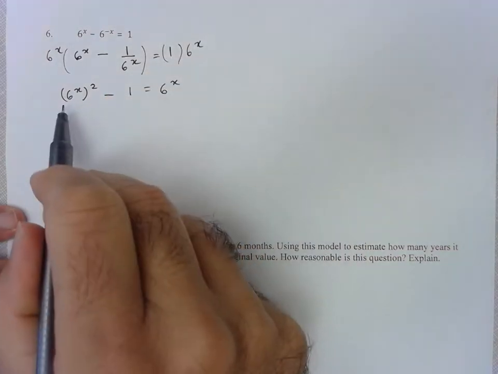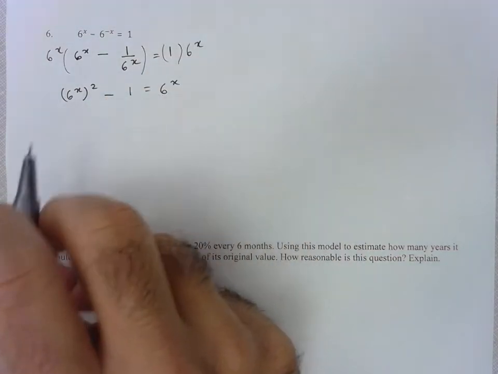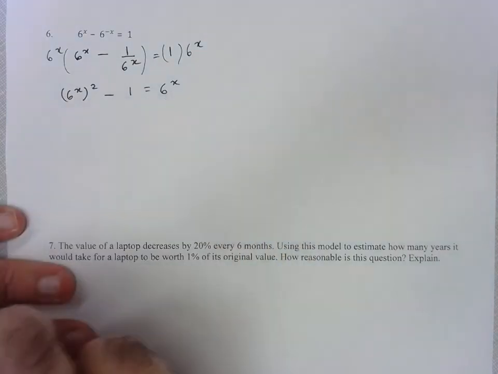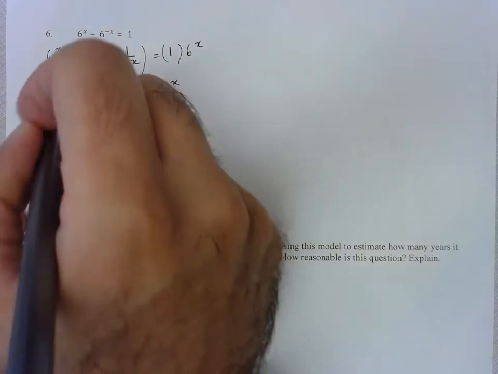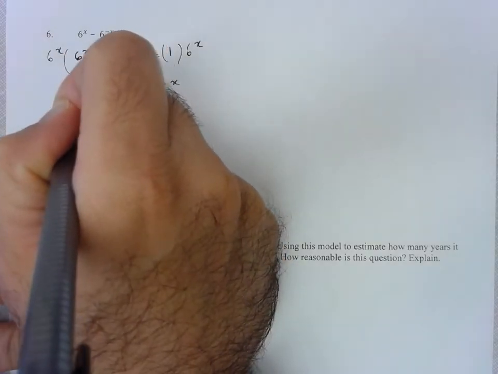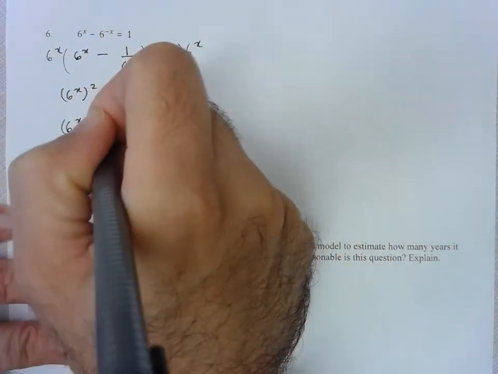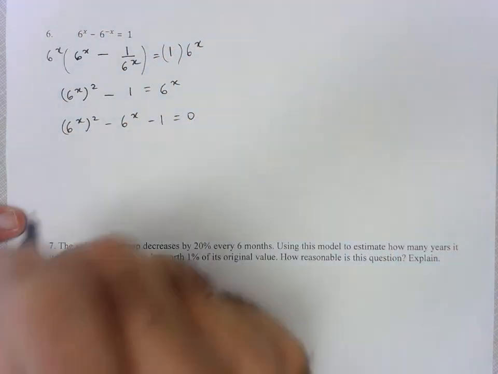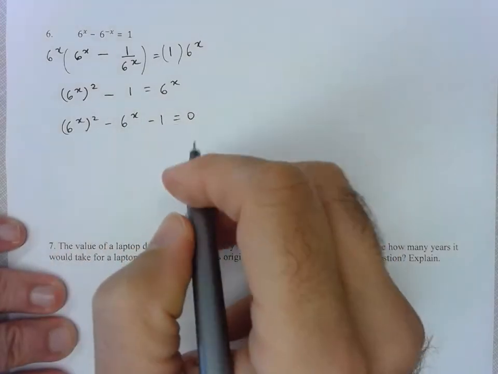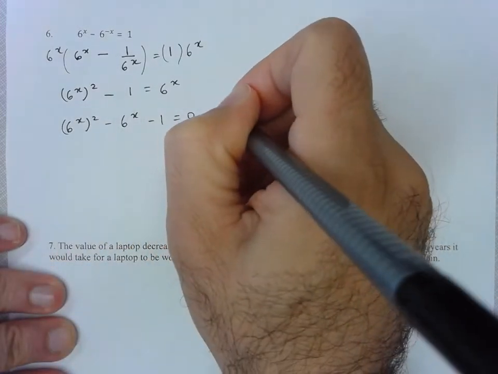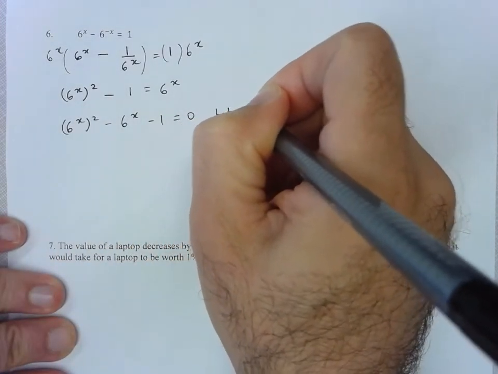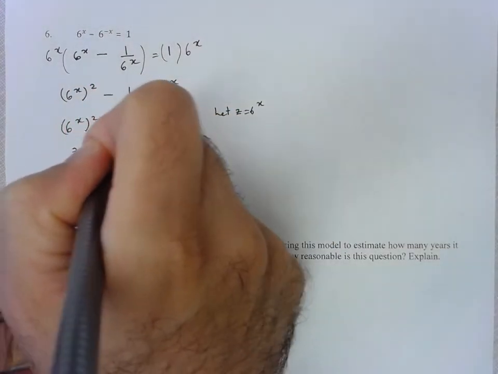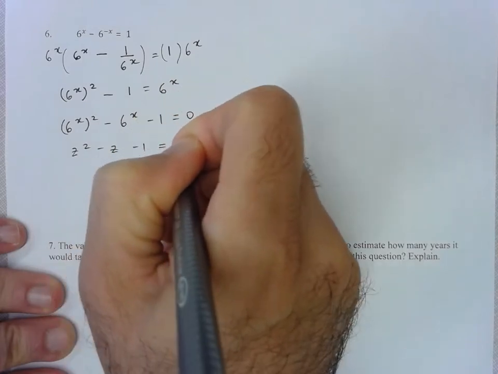And then I realize, hey, wait a minute, this looks familiar. This looks a lot like what we saw earlier, a quadratic polynomial. And of course the way to solve that is to bring everything to one side of the equation. So 6 to the x squared minus 6 to the x minus 1 equals 0. And again, if you feel that it helps to bring in an intermediary variable, you can do that. So this becomes z squared minus z minus 1 equals 0.